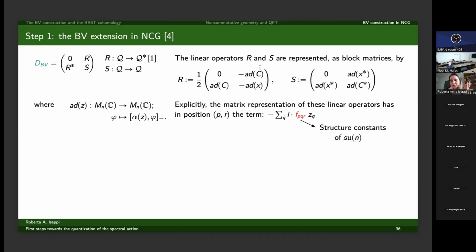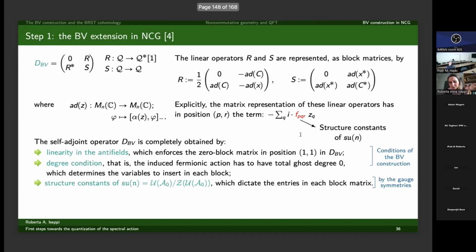And then this operator can be described as the adjoint action of the ghosts or the fields. These are the different blocks for each term in this matrix, and they are determined by the structure constants of SU(N). To give you the feeling, there are constraints on how this Dirac operator can look, and there is a proper way of determining it. Or, said differently, how given the initial spectral triple, we can construct this D and then this extended action.